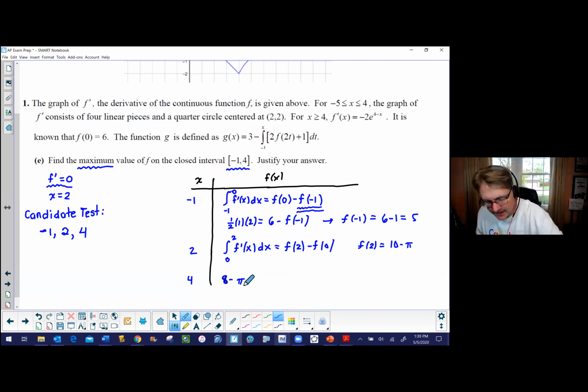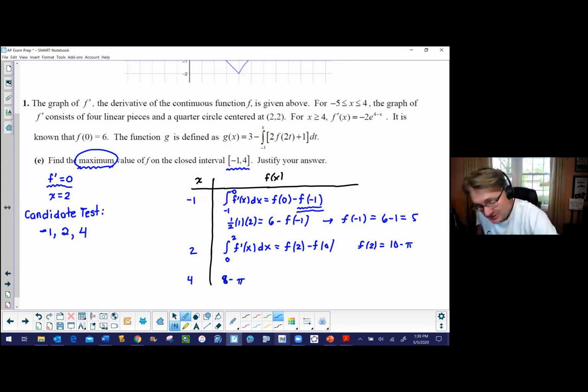Now, when you take careful inventory of all of these values, 5, 10 minus pi, and 8 minus pi, you have to think about which one is the largest. And I have seen so many students on the AP exams that I have graded stop right here, and I guess they're just thinking, oh, the reader's smart enough, they can tell what number's the biggest, but you have to draw our attention to it.